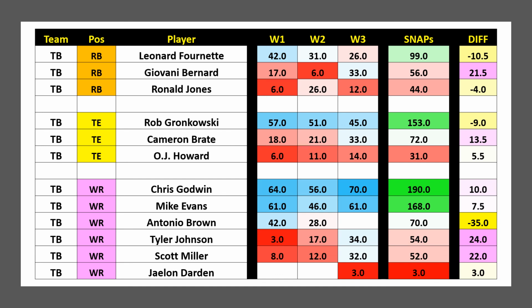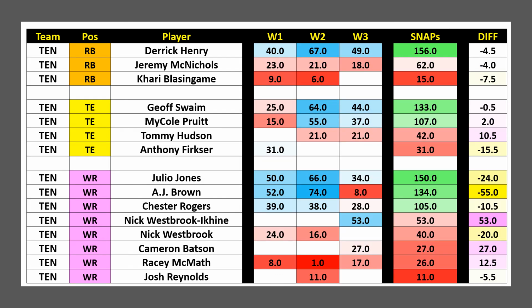Godwin, Evans, 1 and 2. Brown's out, so Johnson and Miller, we don't know who the number 3 is now. Henry is Henry. McNichols is the handcuff. Grab him all day. Not sure I want any tight end action. This is the one everybody woke up to. Everybody is so into snaps. Brown is hurt. This guy stepped in.